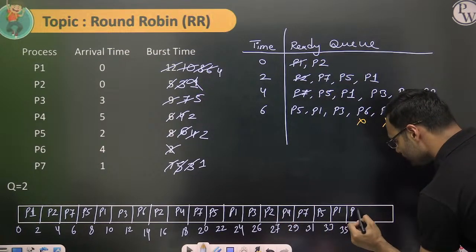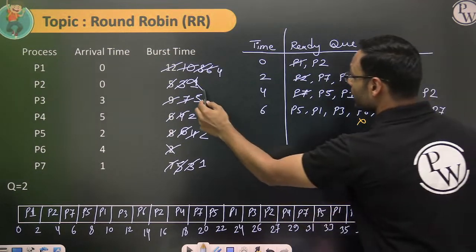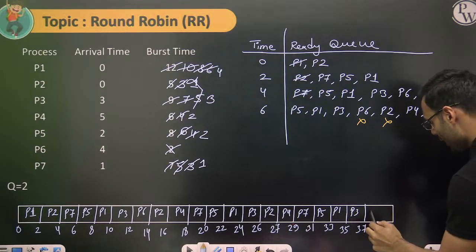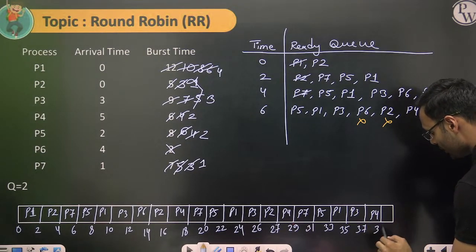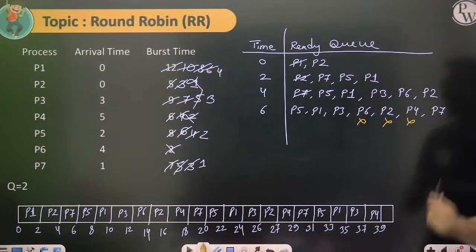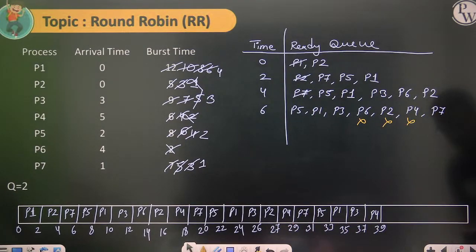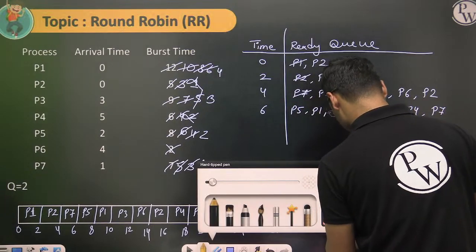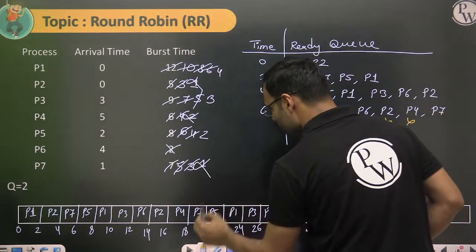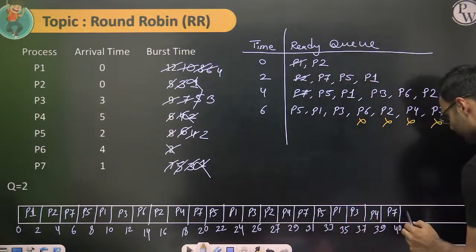Next P3. 37, remaining is 3. Then P6, P2 done. P4 again. P4 is 2 time unit remaining. Just 2 time unit till 39, 2 time done. P4 done. P7, 1 time unit. Okay, let me extend it again. P7, 1 time unit till 40 and P7 is over. Okay, P7 over. Done. Next, P5.